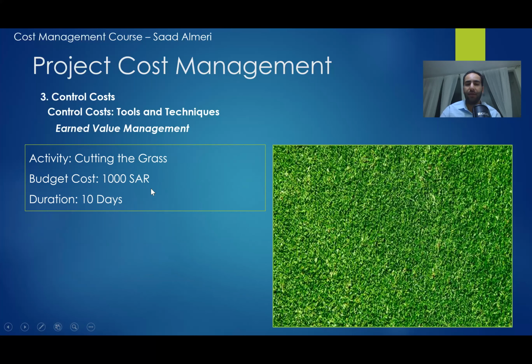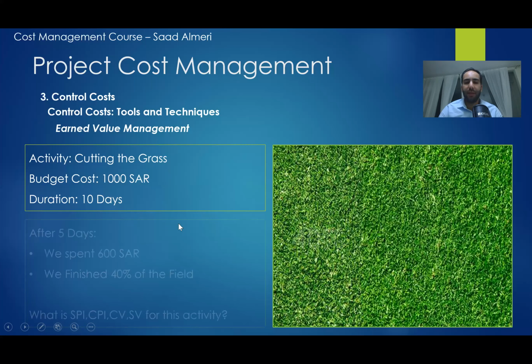The budget cost for this activity is 1,000 currency units. In this case, it is Saudi Riyal. And then we have the duration, which is 10 days to cut this grass. So those three items are already determined before. We will assume that we will cut the grass in 10 days, and each day we will cut 10% of it. That means we are following a linear progress in this project.